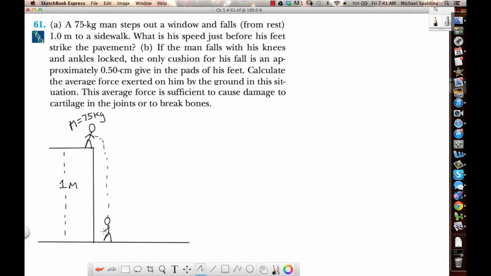Okay, so when he hits the ground, his stopping distance, so you got to really try to magnify that. The distance that he's going to stop, let's call that delta x. Delta x is going to be equal to 0.5 centimeter, which is 0.005 meters. That's his stopping distance. All right, so if we look at the guy as he's being stopped, what are the two forces on him as he's being brought to rest, right?